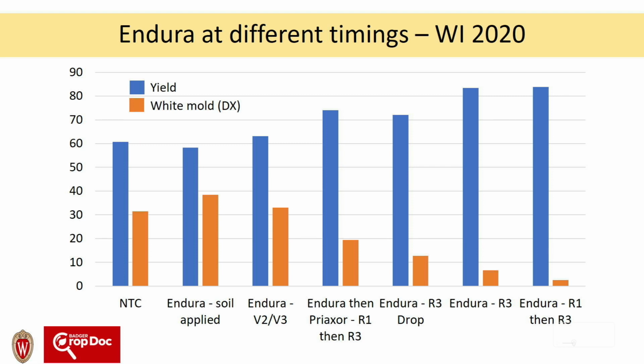A little bit less effective was Preaxor at R3 compared to Endura. And then also we controlled white mold with the drop nozzles, but we didn't see as much of a yield response using that drop nozzle.